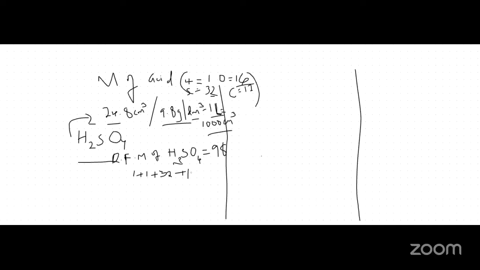Let me just do it the old way: 16 plus 16 plus another 16. So when you add 2 plus 32 plus 48, you will get 98.